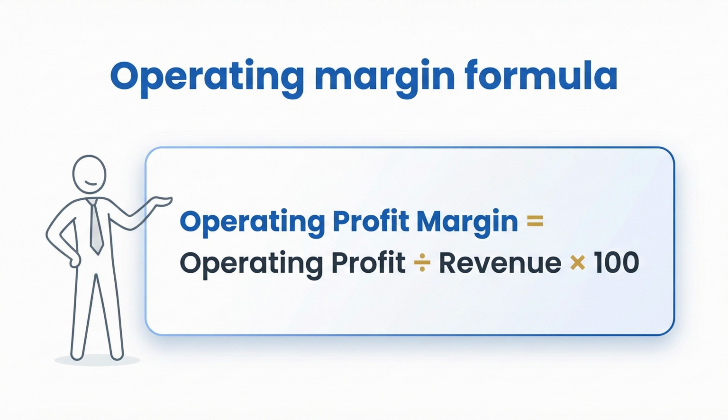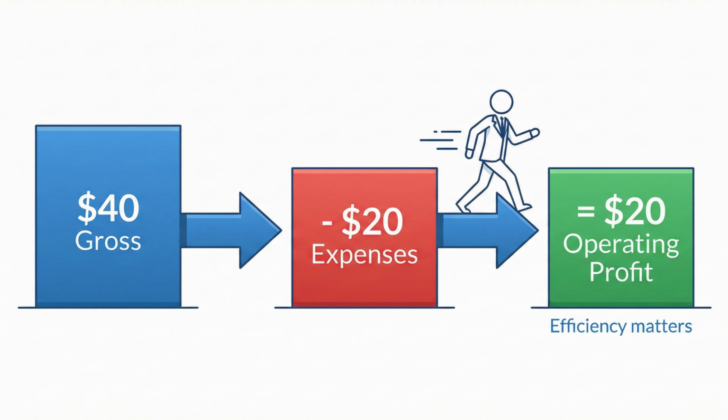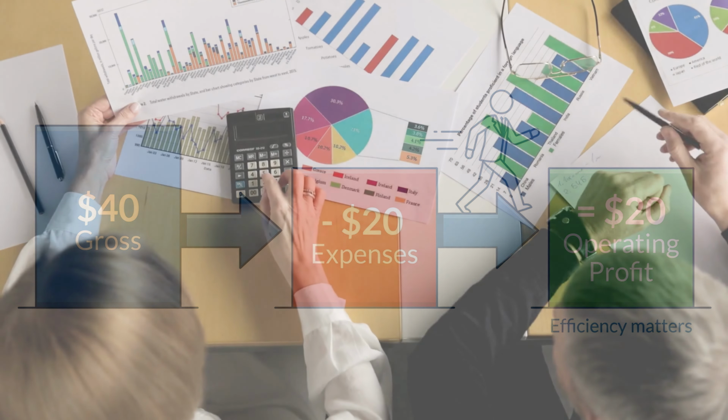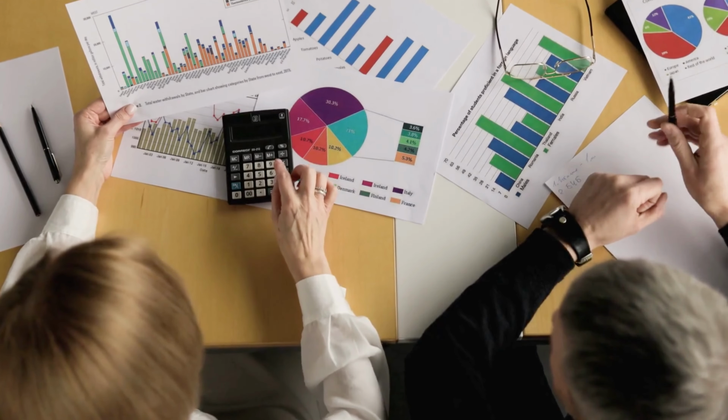Let's continue the same example. Revenue is $100, gross profit is $40, operating expenses are $20. Operating profit becomes $20. That means the operating profit margin is 20%. This margin shows how efficiently the business is actually managed.